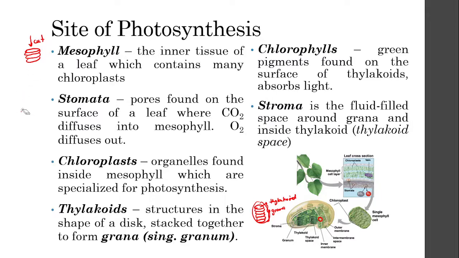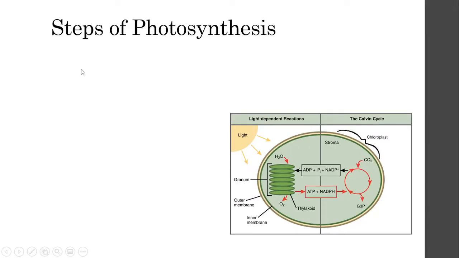But yeah, on the surface of the thylakoids, that's where you will find your chlorophyll, which are your green pigments, the ones necessary for absorbing the light energy. Okay, so this is the site where photosynthesis happens. In these thylakoids, in this stroma, and on the chlorophylls of your thylakoid, everything found in the chloroplast, and the chloroplasts are found in the mesophyll cells.